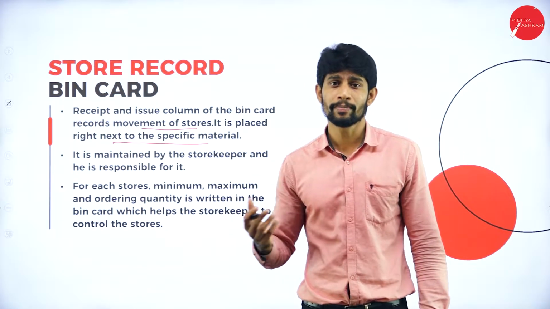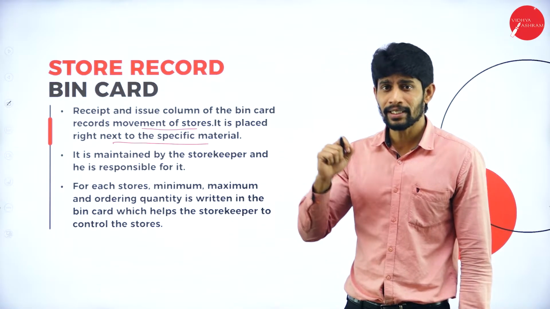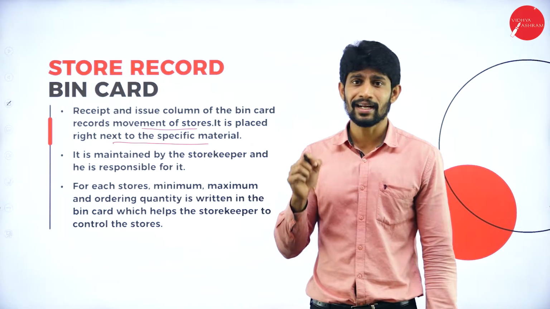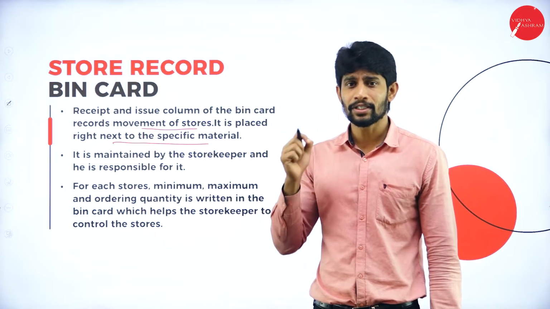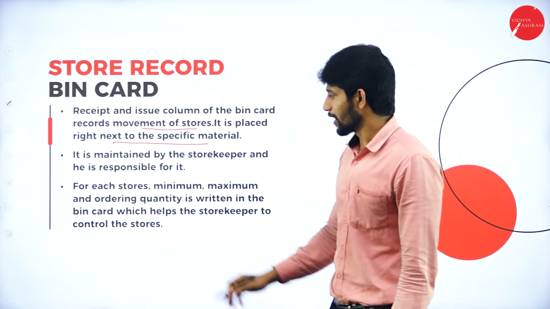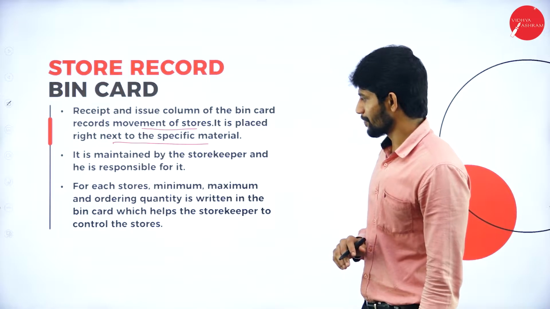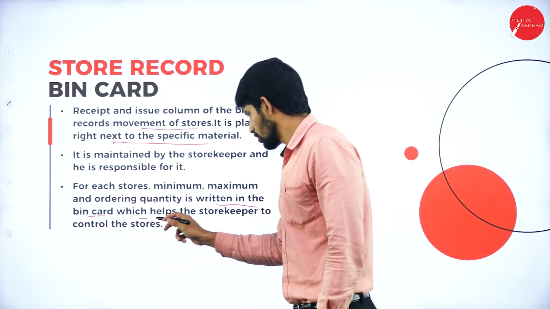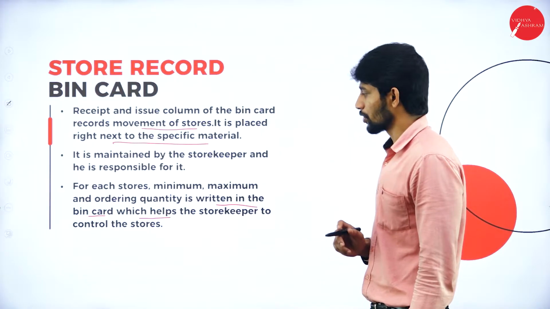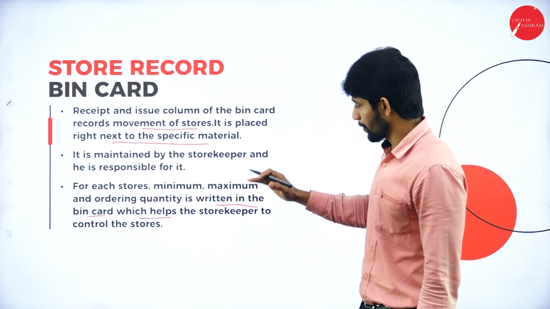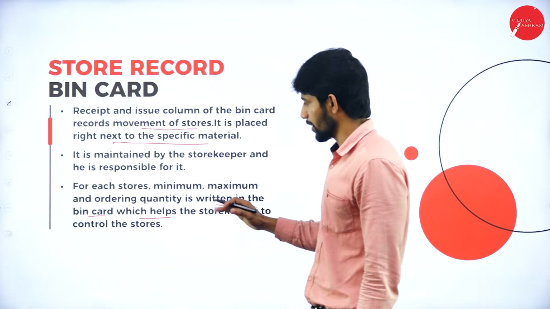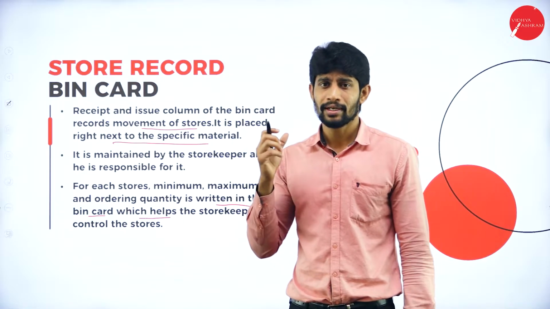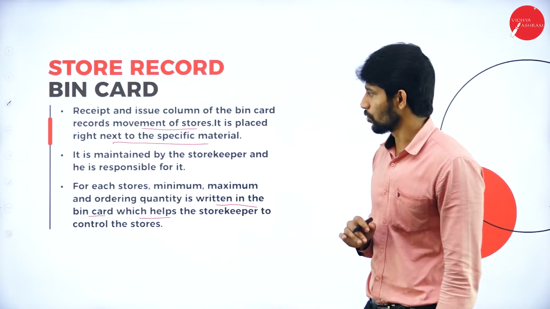It is maintained by the storekeeper and he is responsible for it. So by whom is the bin card maintained? The bin card is maintained by the storekeeper, and he is held responsible for maintaining the document called the bin card. Next, for each store, the minimum, maximum and order quantity is written in the bin card, which helps the storekeeper to control the stores, so that they can have control over the material they have in the particular store.